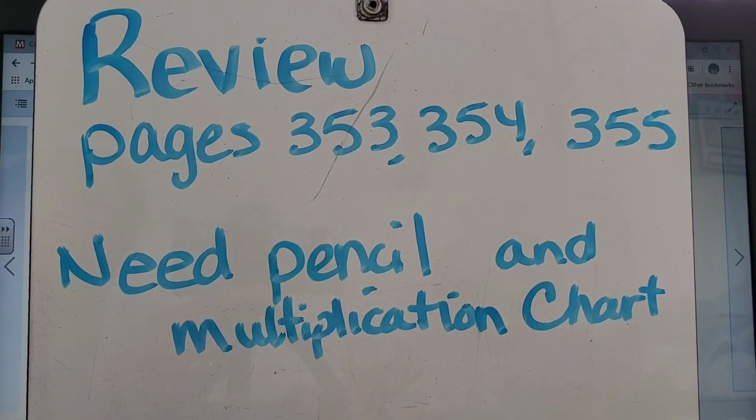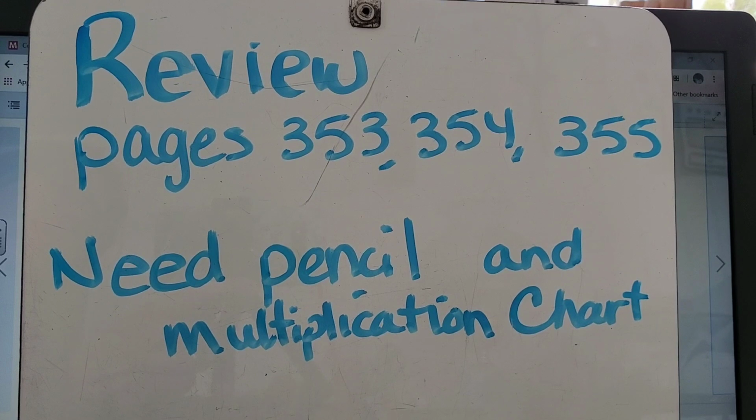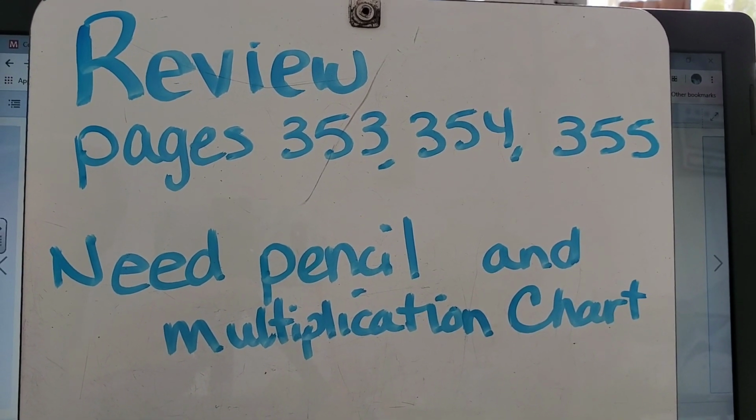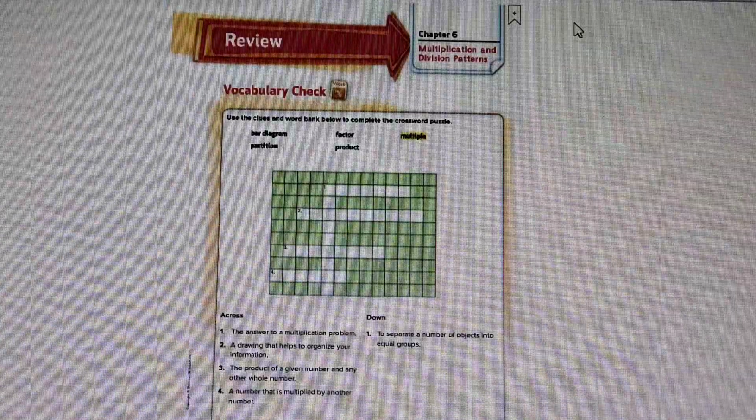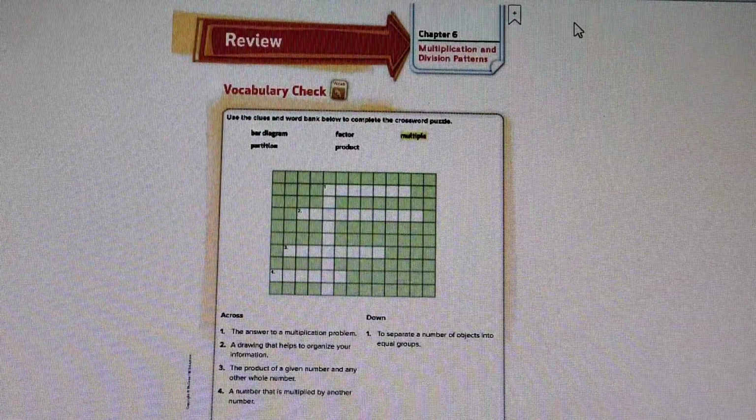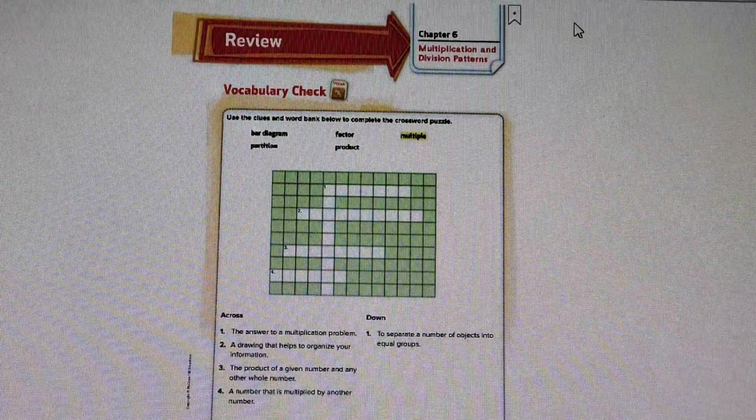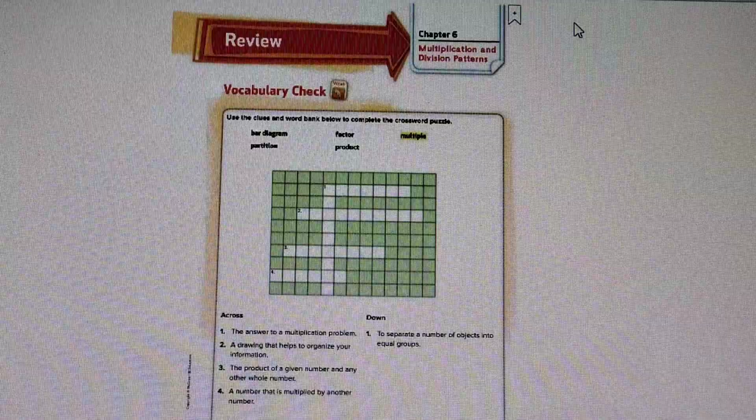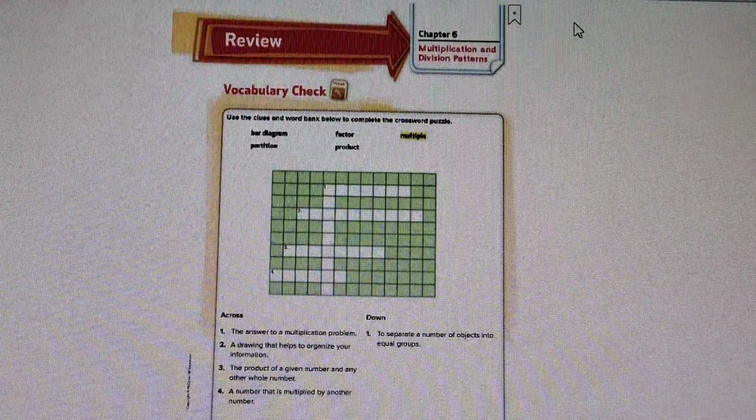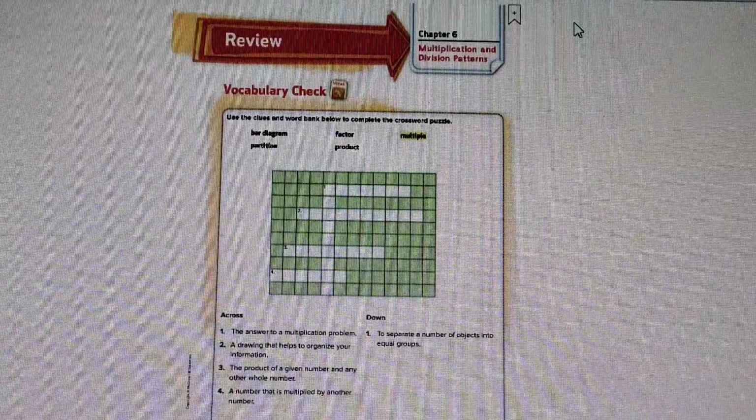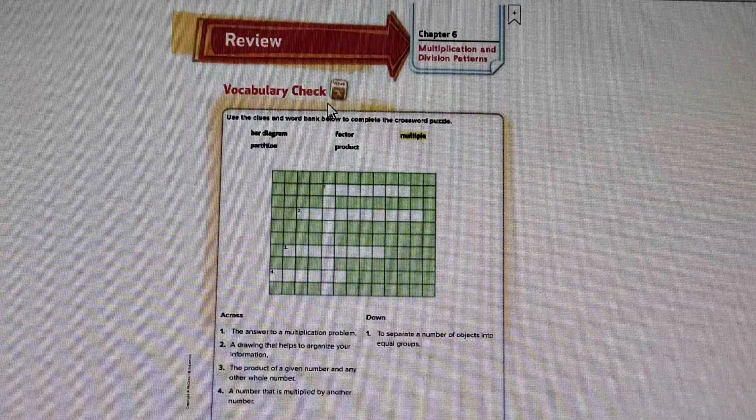Hi, we're going to do math review, pages 353, 354, and 355. You'll need your pencil and your multiplication chart. This is the review page, 353, on chapter 6. Now on this review, I'm not going to tell you the answers. I'm going to give you some hints because you will be having a test soon and this will help prepare you for that. So first we have the vocabulary check.